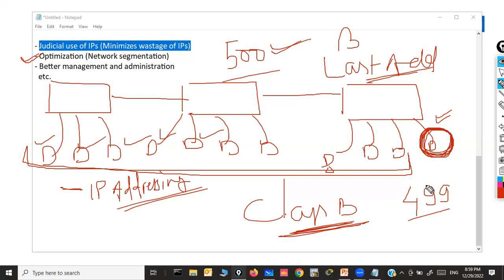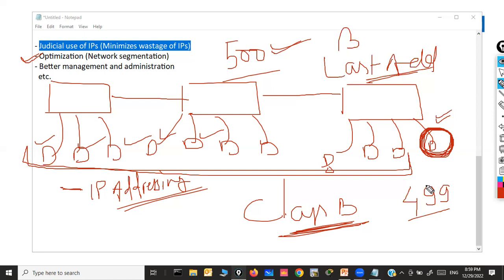And we cannot completely stop broadcasting in a network. There is no way. So broadcast will keep on happening in the network. Broadcast messages are sent periodically, and maybe at the time of communicating with another computer. I will take one or two scenarios so you will understand.